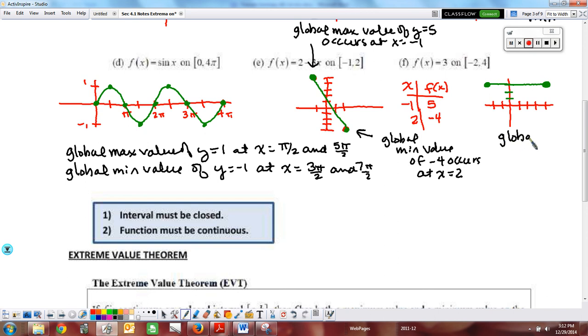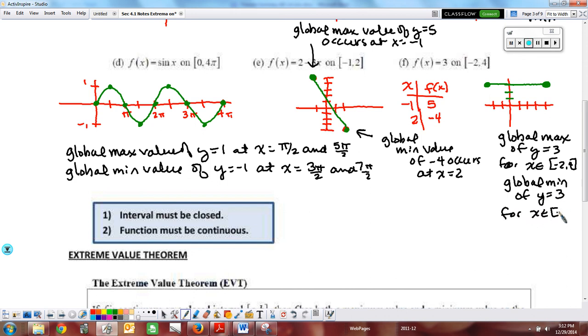There is a global max of y equal to 3 for x, and because there's a whole infinite number of them, I'm going to say x an element of -2 to 4. Every value of x in this interval is going to give me the global max value of 3. And there's a global min of y equal to 3 also, again, for x an element of -2 to 4. You can have infinitely many global maxes and mins, and you can actually have a point that is both a global max and a global min, and it occurs in this special case on a constant function.